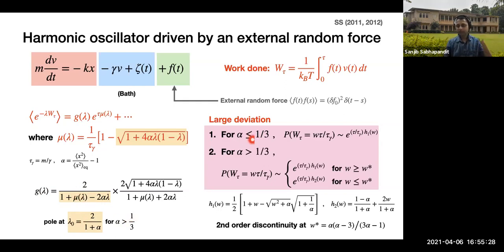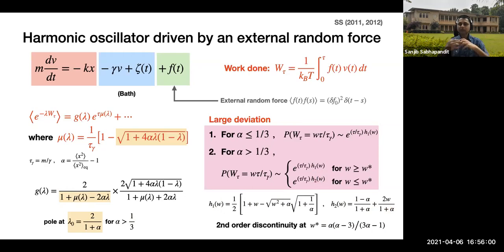Corresponding to this, you can also find out the large deviation function. For alpha less than 1/3, it's just given by the normal saddle point, where h1 is given by this saddle point calculation. But for alpha greater than 1/3, there is a critical value W star, which is given by this. Beyond W star, it's still given by the saddle point, where your large deviation function is given by that. But when W is less than W star, your large deviation function is different, which is given by this.